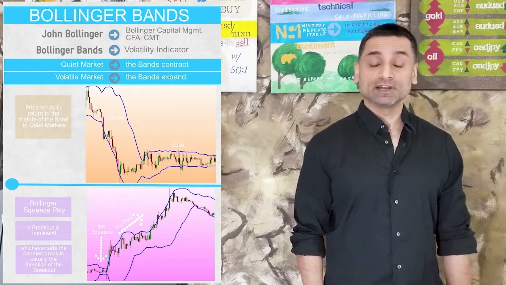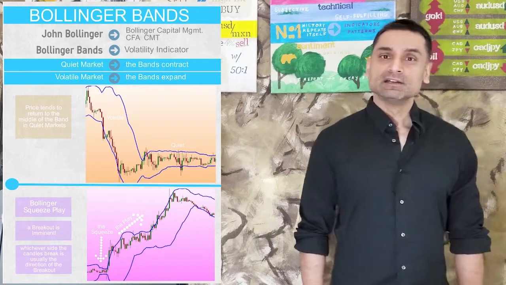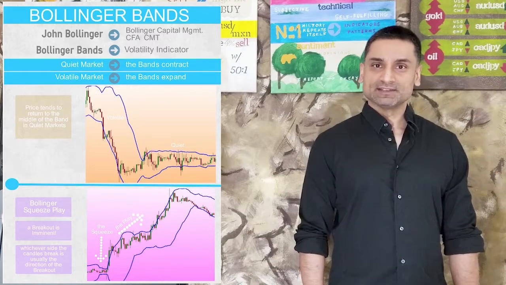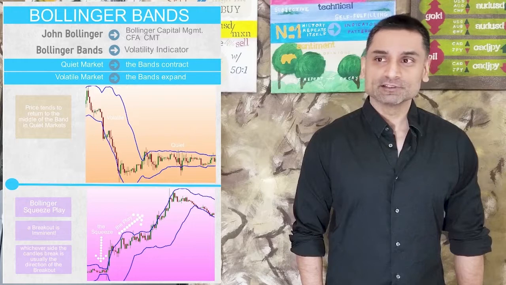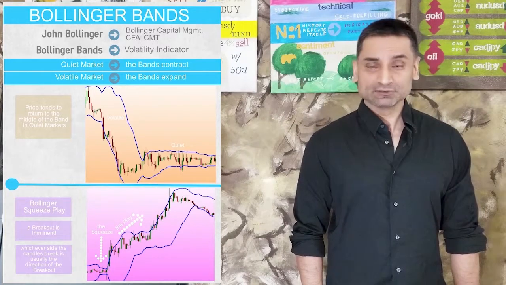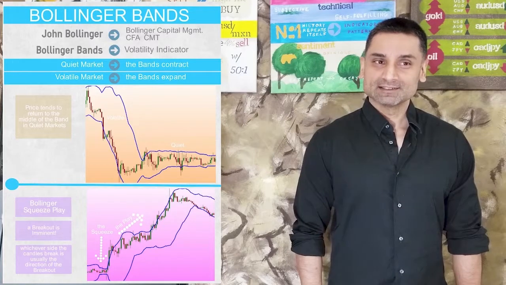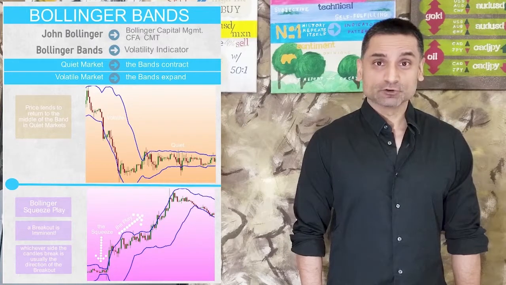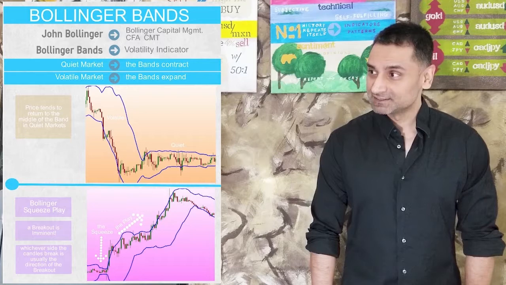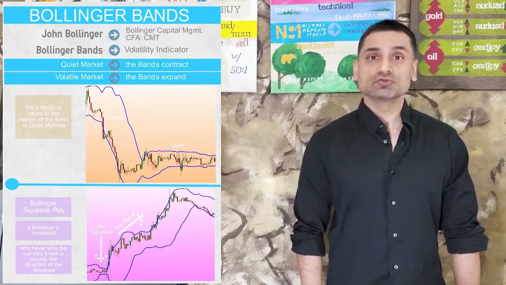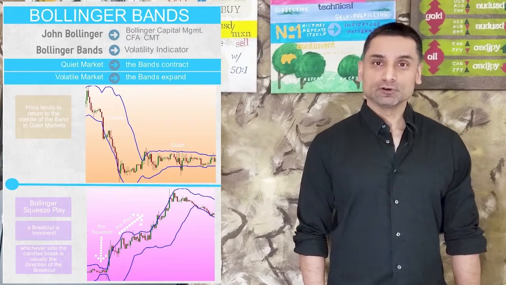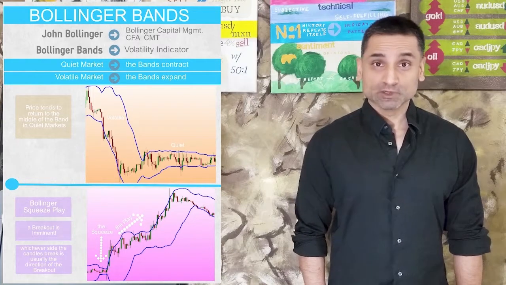We could add a stochastics indicator also. To use that, we would wait for the overbought and oversold areas of that indicator, and then when the lines cross back over the overbought and oversold areas, then we would enter our trade. Now with these standard deviation lines on the Bollinger Bands, those are considered overbought and oversold areas as well.